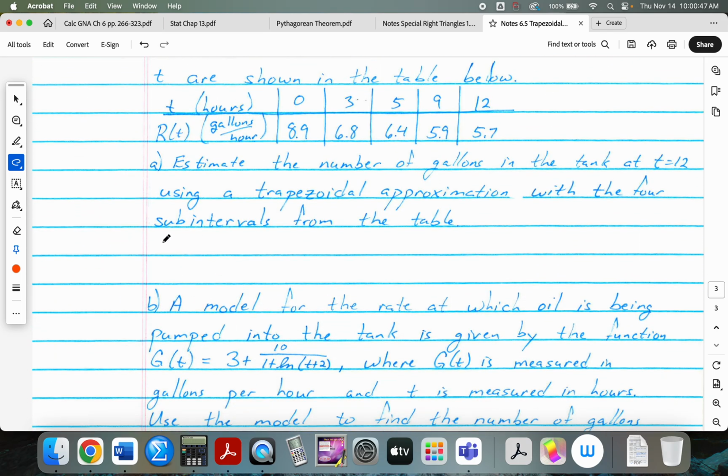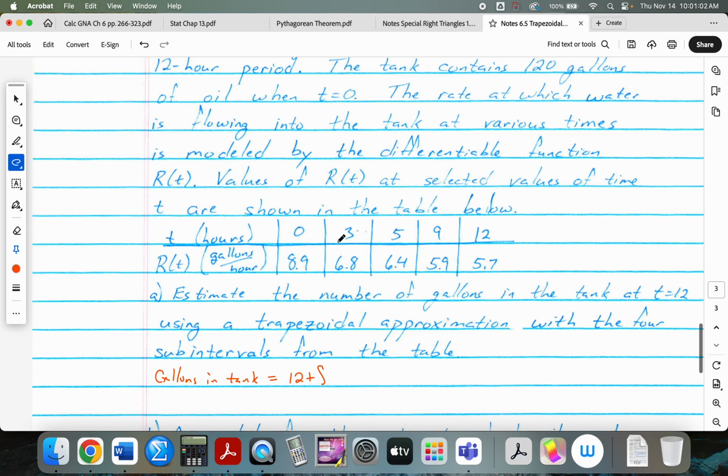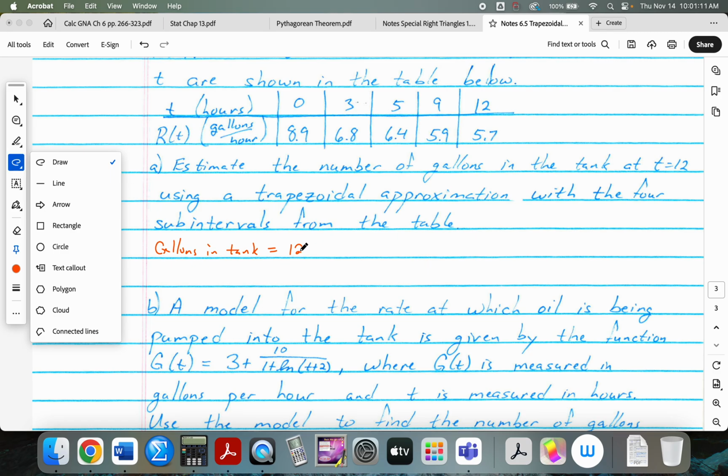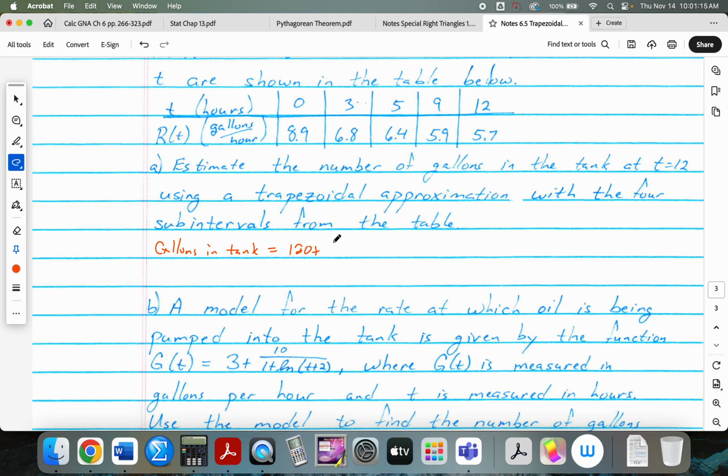So the number of gallons in the tank is going to be equal to 120 plus the integral from 0 to x of R of t dt, where x is whatever that time is.